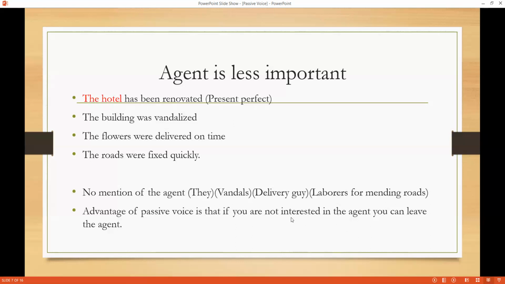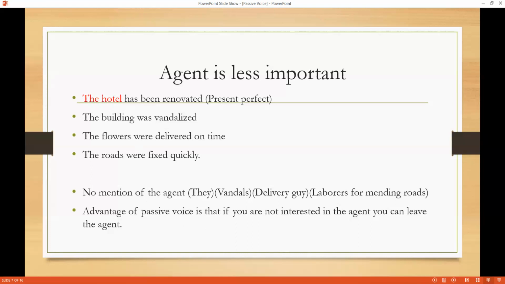In our original sentence, we saw that the ball was kicked by Alice. We mentioned the agent, but here there is no agent. And that is the advantage of the passive voice. If you are not interested in the agent, you can leave out the agent. So our final sentence is the hotel has been renovated. We could say the hotel has been renovated by them, but that would really not be necessary because we are not interested in that information.